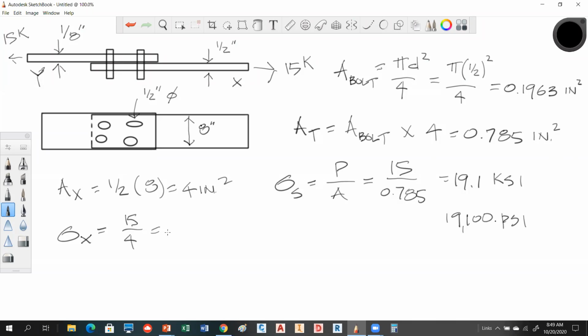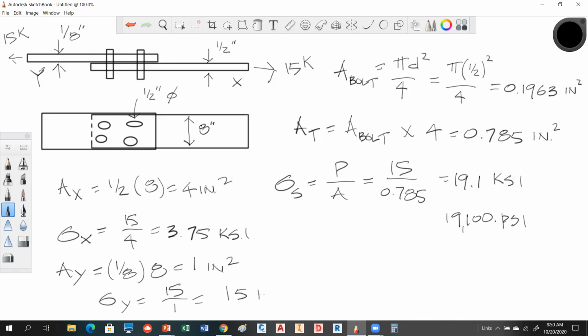That gives me 3.75 KSI. And for plate Y, the area is 1/8 of an inch times 8 inches. That's 1 square inch. And the stress at plate Y is 15 divided by 1. So that's 15 KSI.